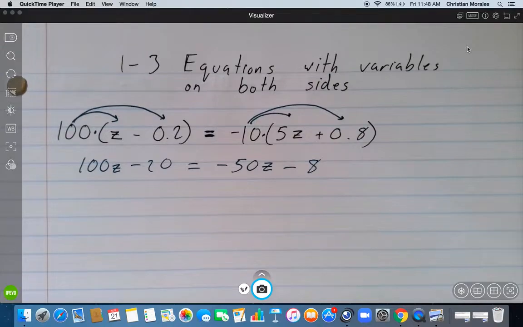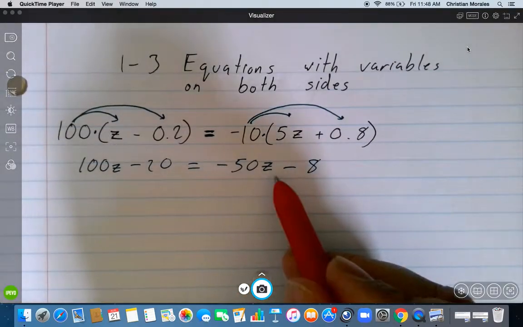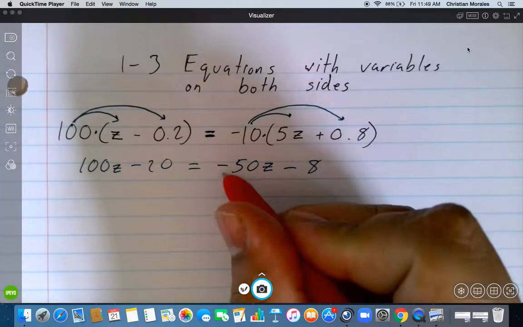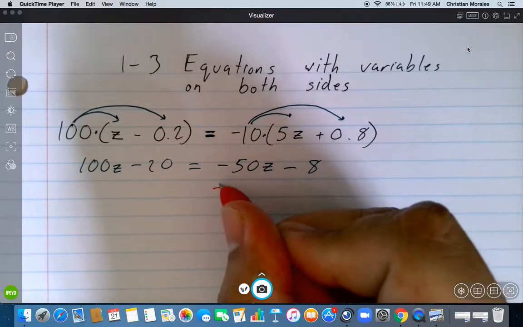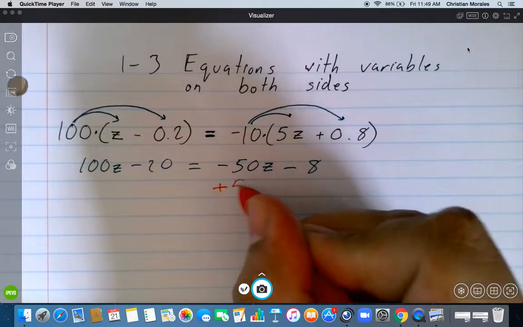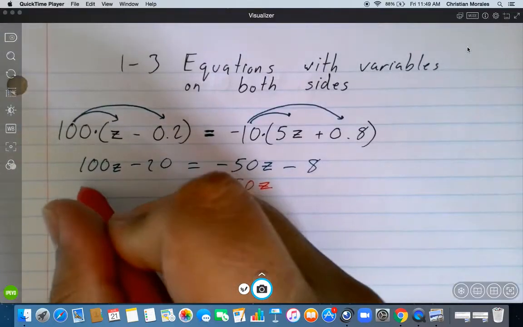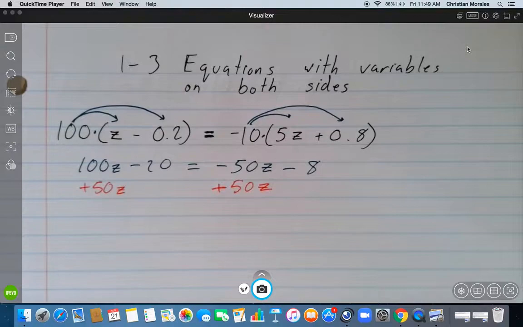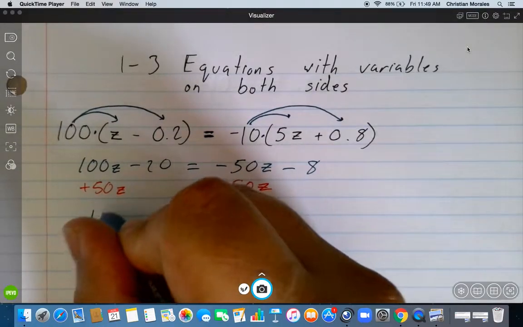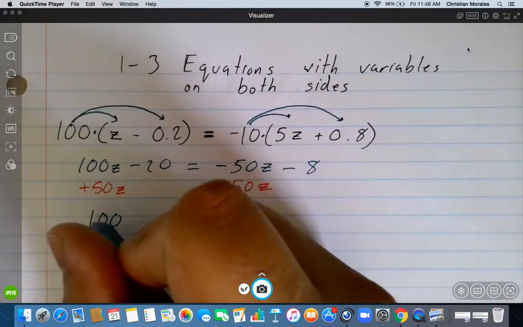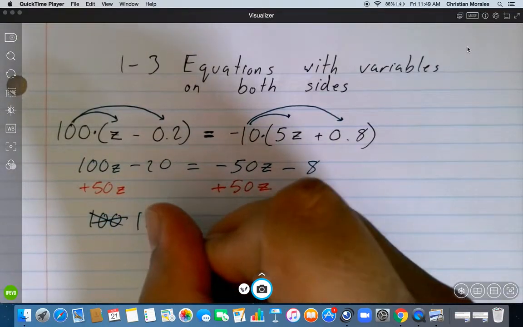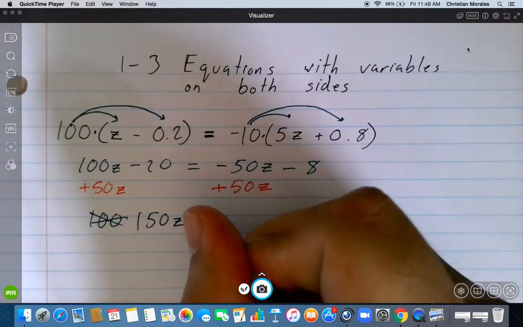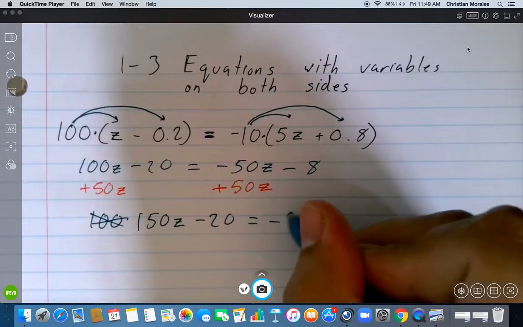Okay, now, the variables are on two different sides. What we want to do is have the variables together. So let's move this 50z to be with that 100z. Now, how do you move it? Inverse operations. The opposite of subtracting 50z is adding 50z. We end up with 150z minus 20 equals negative 8.